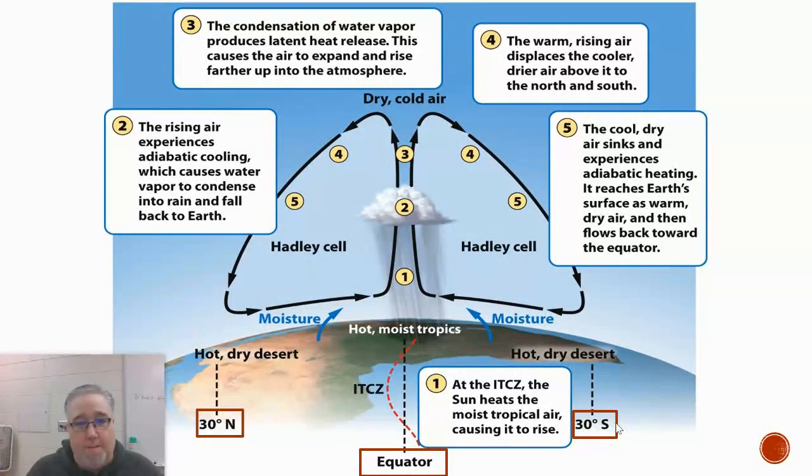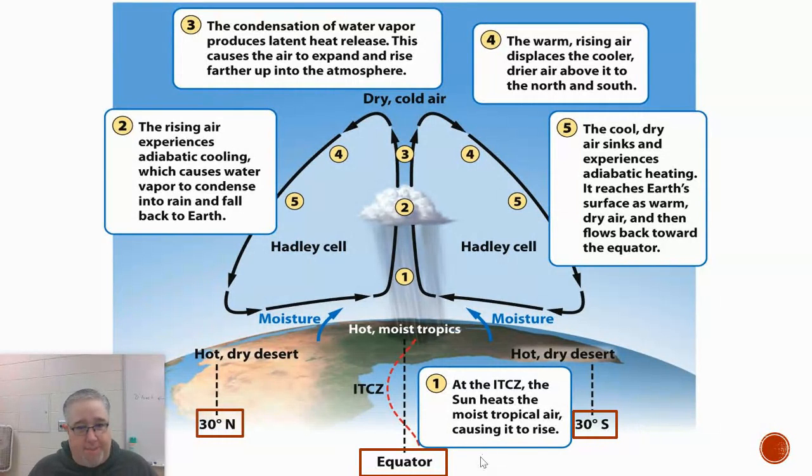Now, one thing to remember about these two latitudes is that at 30 north and 30 south, this is where you find most of the deserts on our planet. Most of our deserts, in fact, just about all of our deserts, are found at those two latitudes. There's a reason why, and we're going to talk about it when we get into this particular diagram.